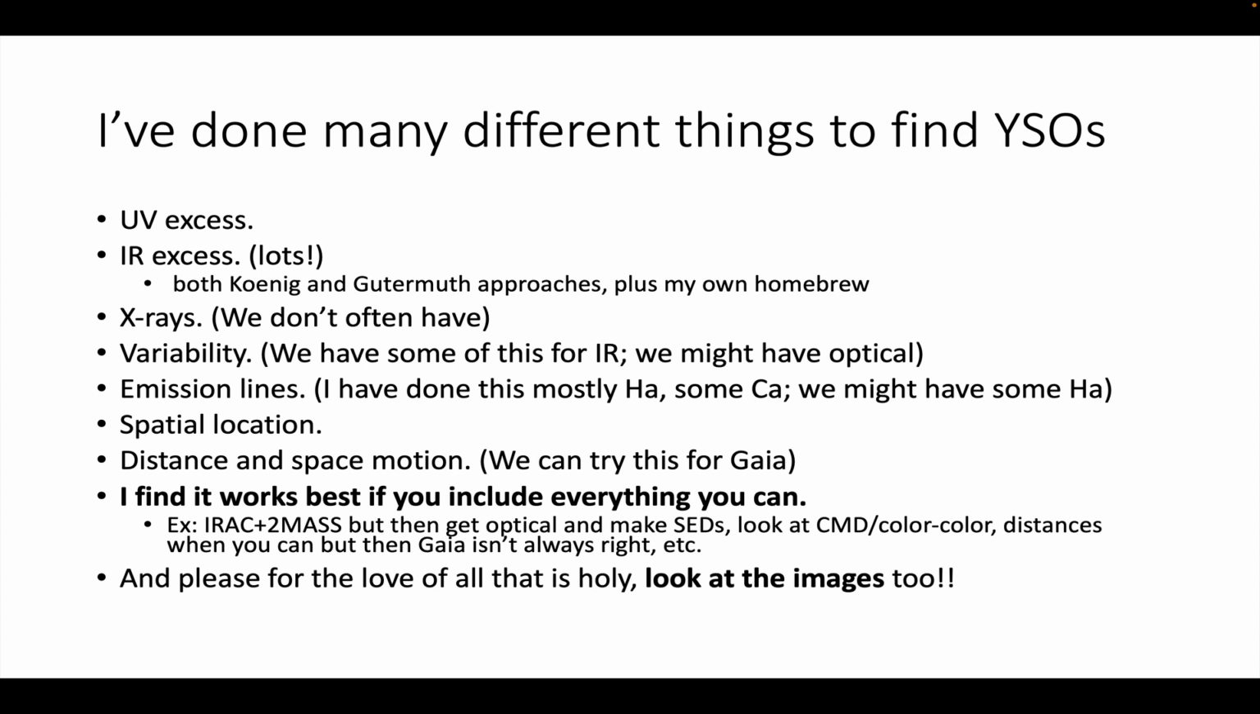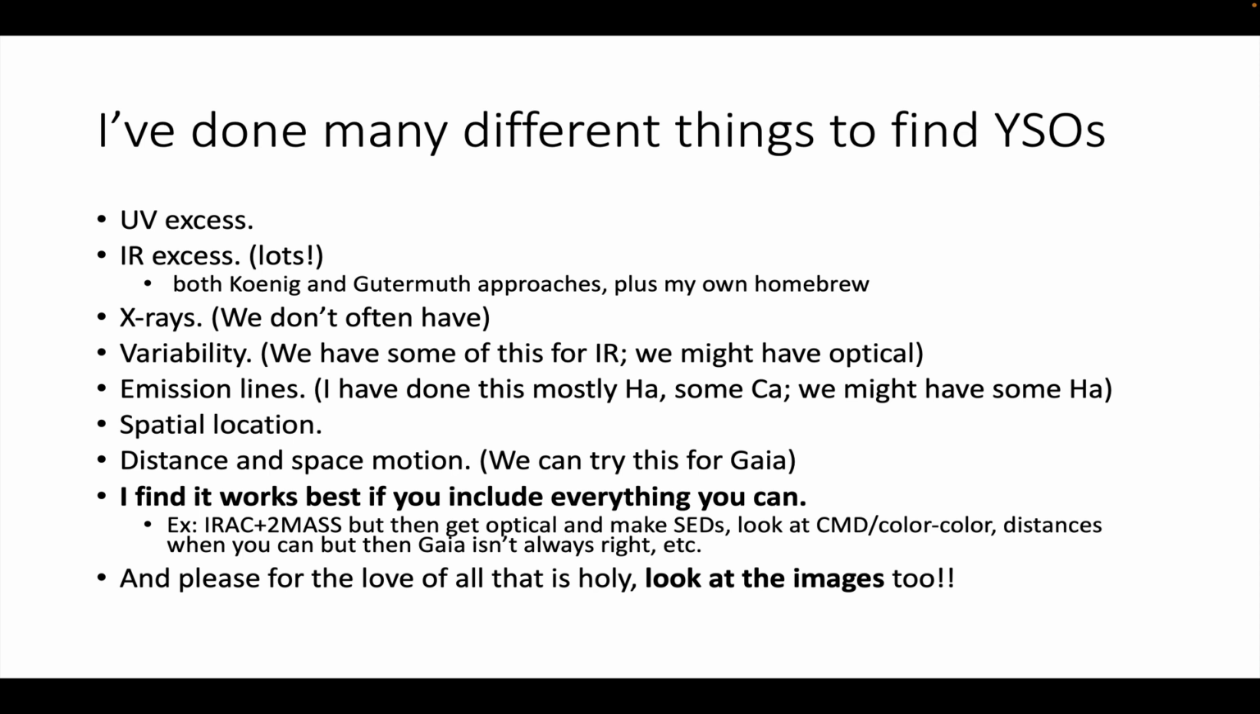But Gaia doesn't always work for the targets that we pick, because Gaia, at least for the current data release, is only going to give us reliable distances out, I think, to about 3 kiloparsecs. If we've got something further, then it's not going to help too much. I find that finding young stars works best if you can include everything that you can.